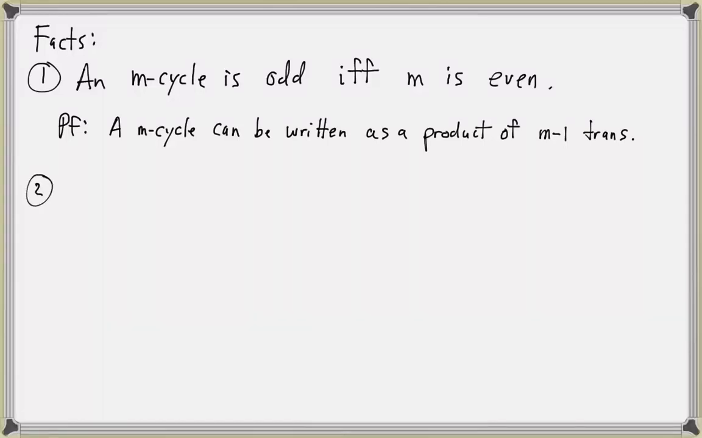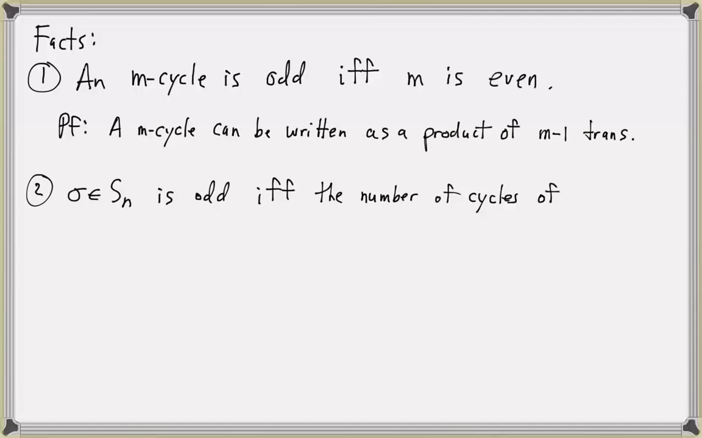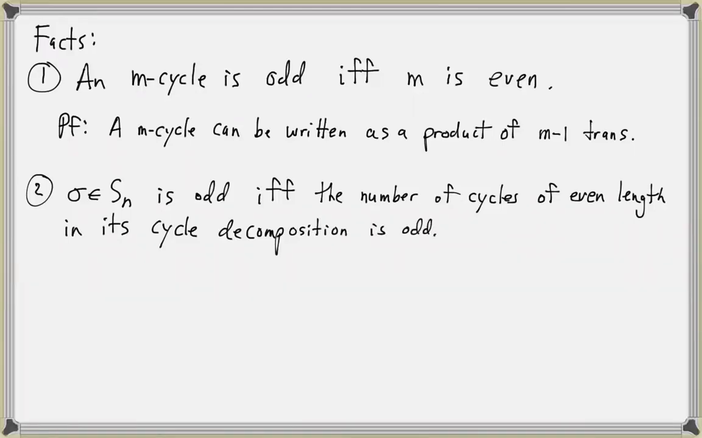The next fact follows from this first fact. If you have a permutation in Sn that is odd, this is true if and only if the number of cycles of even length in its cycle decomposition is odd. So for a given permutation of Sn, if you write it as a product of cycles, in this case it could be the product of disjoint cycles, then the number of cycles that have an even length must be odd in order for the permutation sigma to be odd.